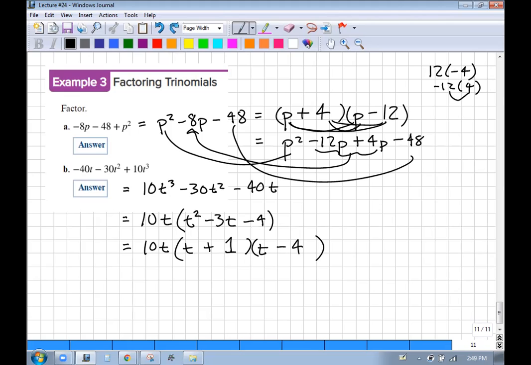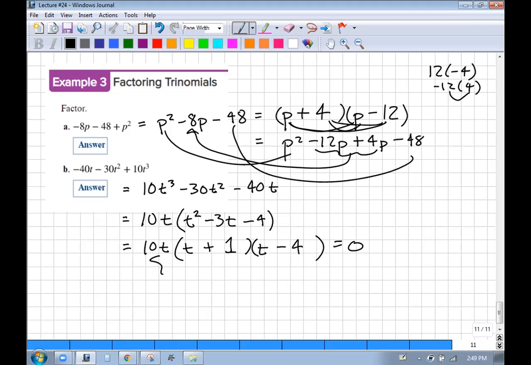I have -4t plus 1t. That gives me -3t. All right, you'll see that this one has 3 factors because we had a t cubed. It's the fundamental theorem of algebra. If there was a t to the 7th, when we factored it, there would be 7 factors. Okay, which means if we set this equal to 0, there would be 3 solutions.